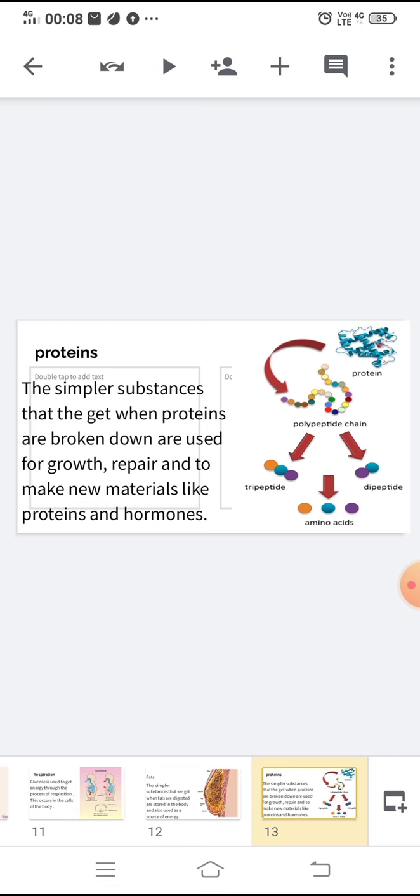What is called defecation? The undigested food and waste is stored for a while in the rectum and sent out of the body through the anus. This process is called defecation. What is used to get energy in the process of respiration? Glucose is used to get energy through the process of respiration. What is very essential for the growth of the body? Proteins are essential for the growth of our body.